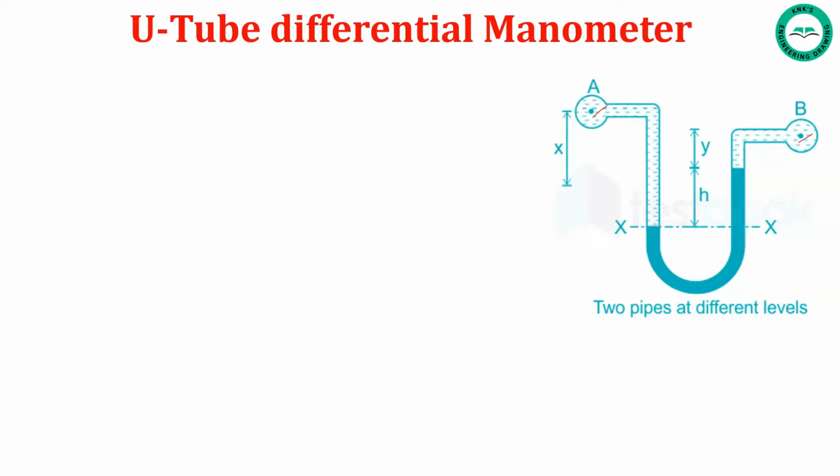Let A and B be the pressure points, and Y is the distance of center of B from the mercury level in the right limb, and X is the distance of center of A from the mercury level in the right limb. Rho 1 is the density of the liquid at A and rho 2 is the density of liquid at B, and rho G is the density of mercury, that is the reference liquid.